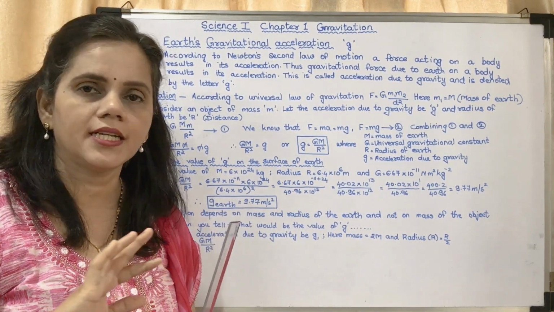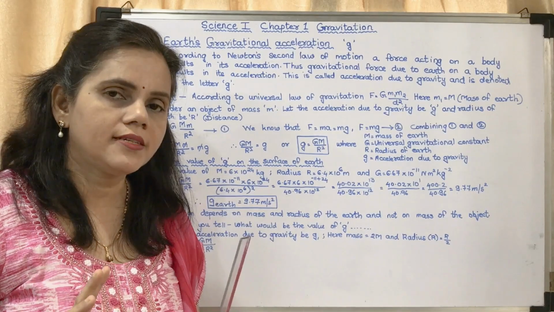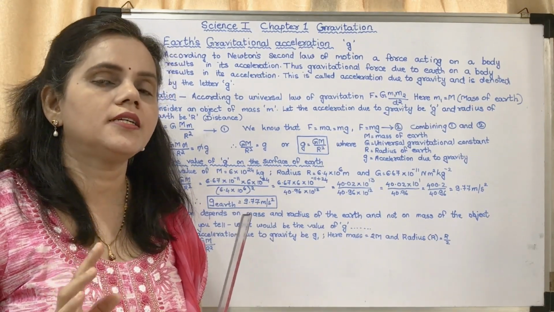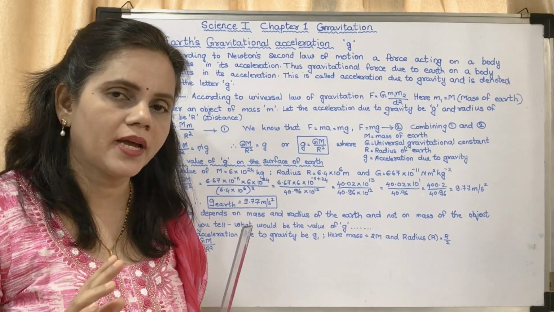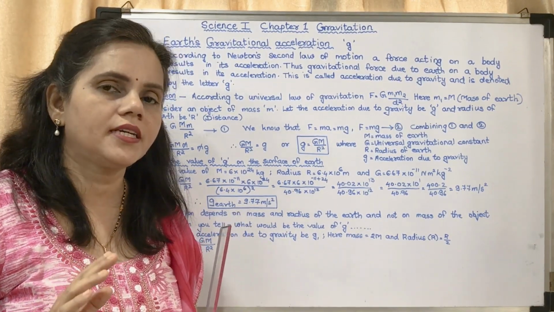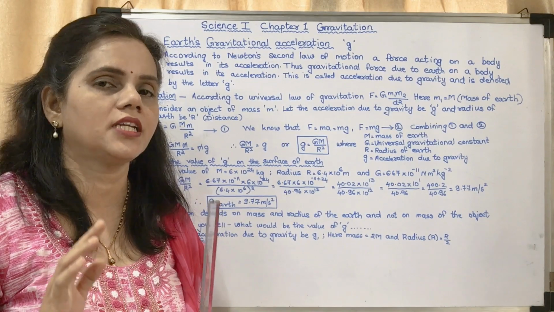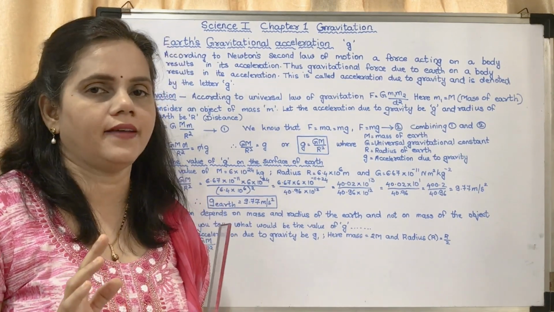The value of capital G does not change. What is the value of capital G? It is always 6.67 into 10 raised to minus 11 Newton meter square kg raised to minus 2. It is always that value.